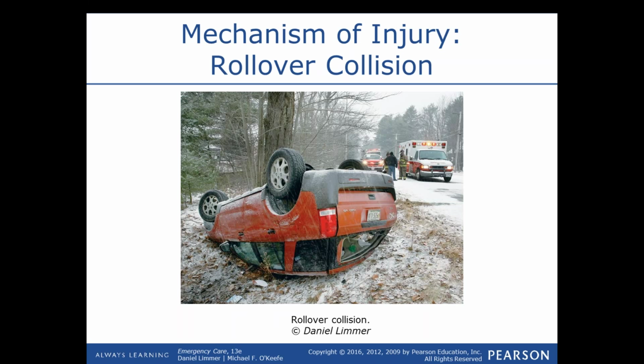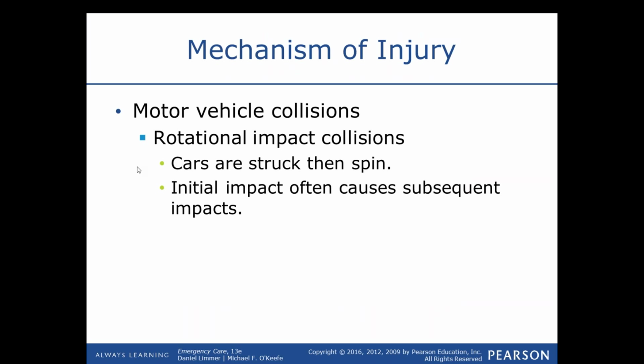Rollover collisions tend to provide all kinds of possible injury patterns because the car's rotating. This can be end for end, side to side, or a combination of the two. The other one that's also real common is injuries done by some sort of object that's rolling around inside the car. Any tools or debris in the car can cause some pretty substantial injuries when moving around. Rotational impact collisions: the initial impact often causes another impact as well, so these cars might be spinning out of control or impacting multiple objects.